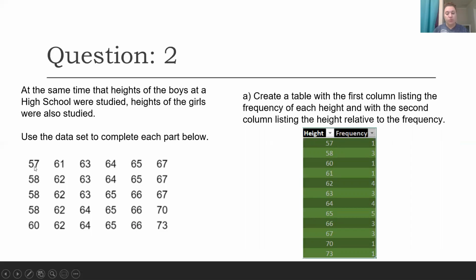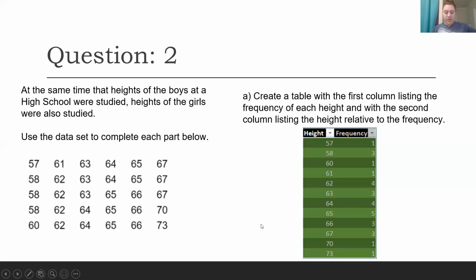So 57, there was 1, which we have our 1 here. 58, there was 1, 2, and 3. So we have 3 here. 60 was 1. 61 was 1. 62, we actually had 1, 2, 3, and 4. So our frequency is 4.